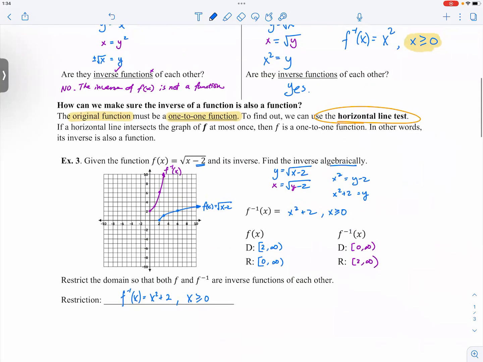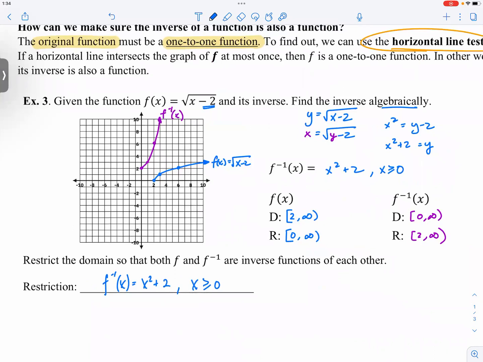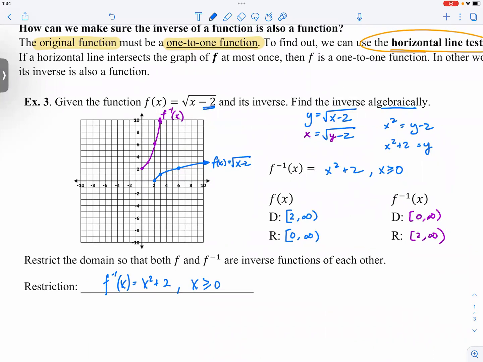Okay, so that's example number 3. Something new today is to formally introduce the concept of restrictions. Sometimes you may have only part of the graph as your inverse, and we will go ahead and just include that part and that part only.